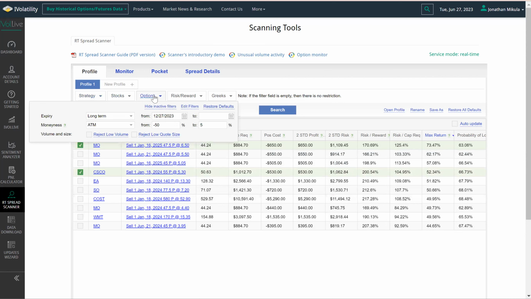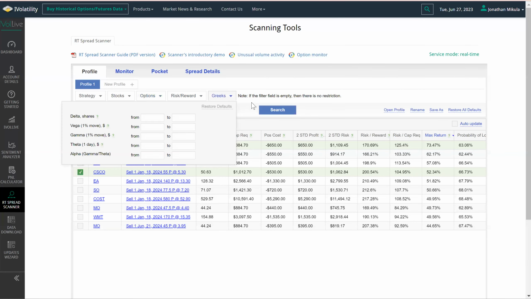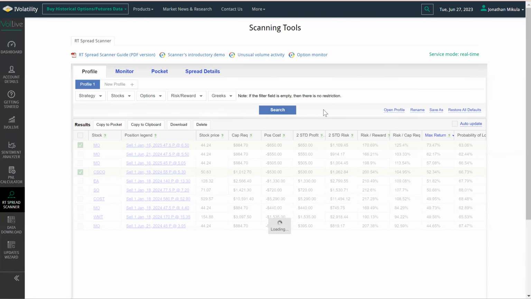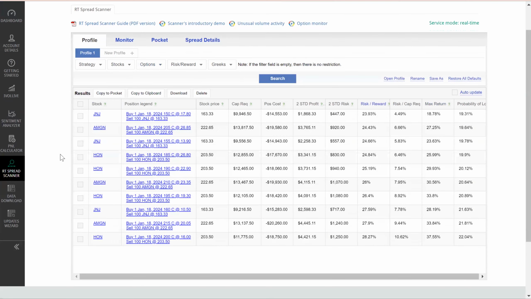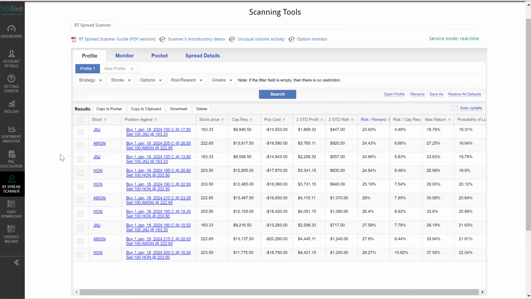I'm going to come here, options, do add the money. There we go. Risk reward, Greeks, hit search. And so a lot of our users really like doing covered call trades. And what's beautiful about this is one of my favorite scans because covered calls can be tricky. On the one hand, they're very easy and simple, but the math can get wonky.